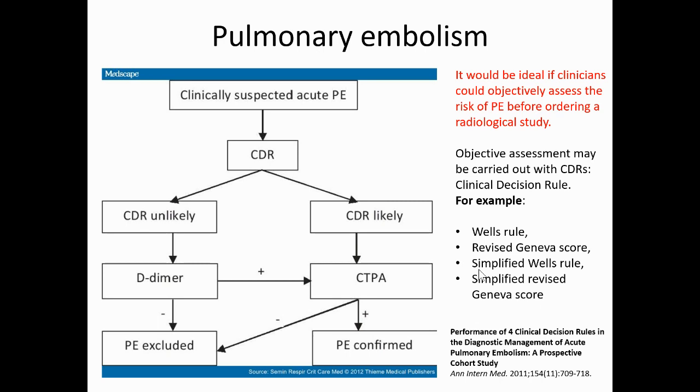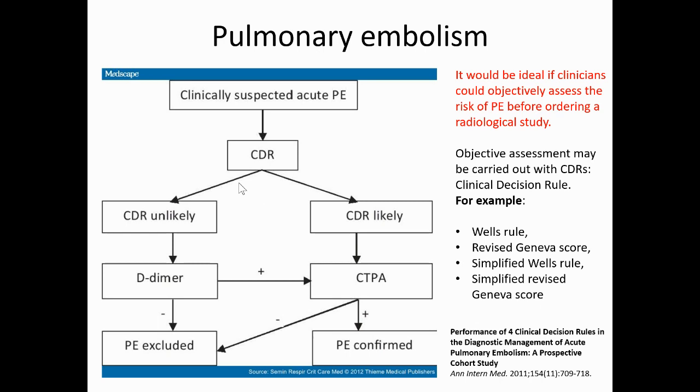Now, it would be ideal if ER doctors started the evaluation of patients with these so-called decision rules. So instead of just throwing patients over to radiology to have a CT, they would start by asking questions, because it seems that if a CDR says that the patient is unlikely to have a pulmonary embolism, then that is reality. But I'll show you that in a couple more slides.